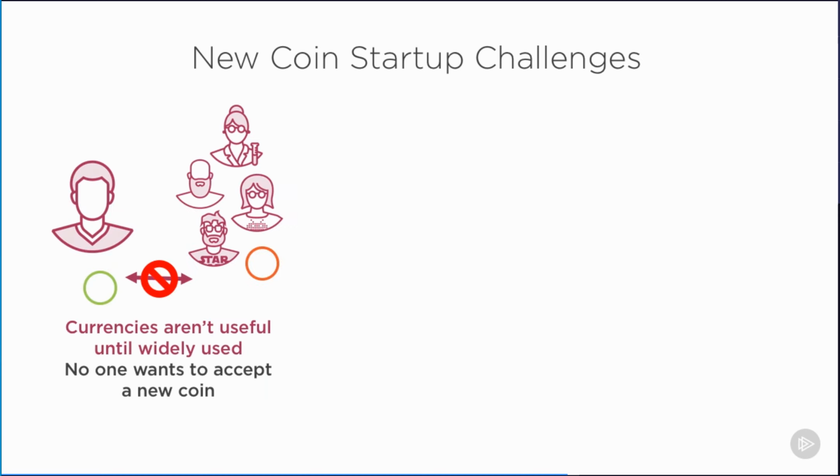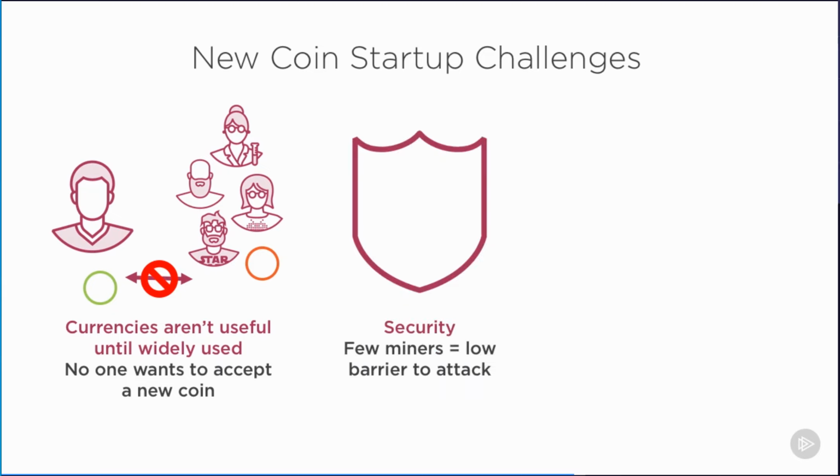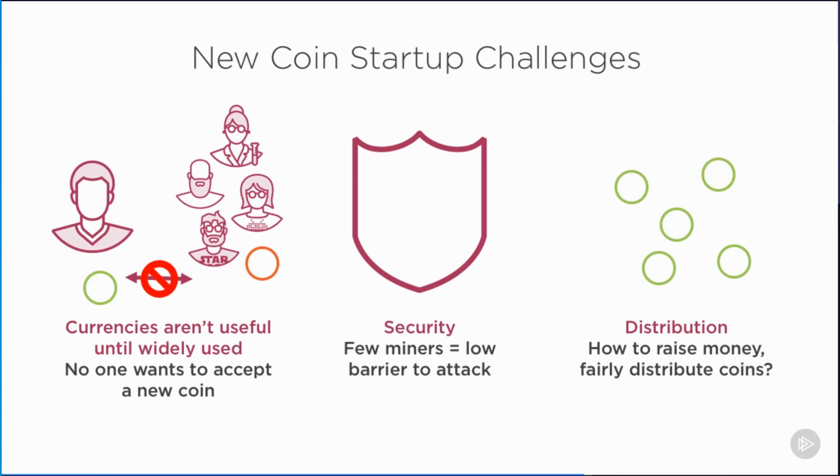Most currencies aren't useful until a substantial number of people adopt them. Also, if the security is based on proof of work, like Bitcoin, the system could easily be attacked if there aren't many miners participating. Then there's the question of how to distribute a new coin. Bitcoin slowly creates and distributes coins to random participants through mining.